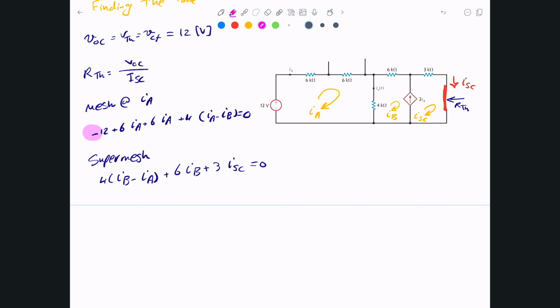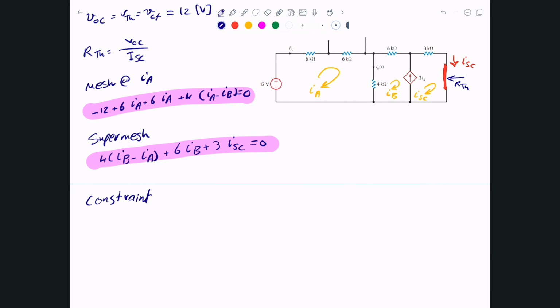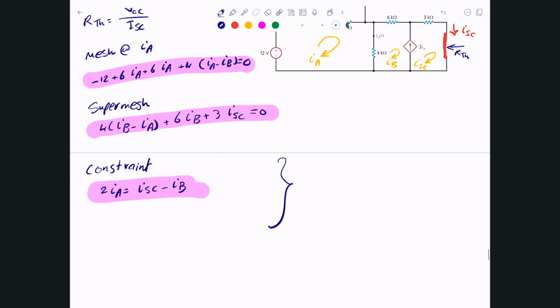So let me just highlight the equations we're getting. We're getting this equation in here. So I have three unknowns, I need another equation. That equation will come from the constraint. So three unknowns, three equations. The constraint tells me that 2I of A, which is the current source, is simply I short circuit minus I of B. So that's basically the last equation. Three equations, three unknowns.